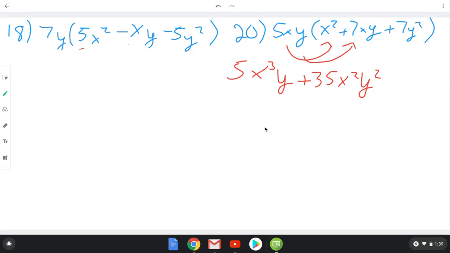And then in the last one, I have 7y squared. So again, I have 35, right? 5 times 7. X, this is the only x, so it just stays as x. And then I have y times y squared. So I have 2 plus 1 is 3. So I have y to the third. And that is my final answer here for number 20.